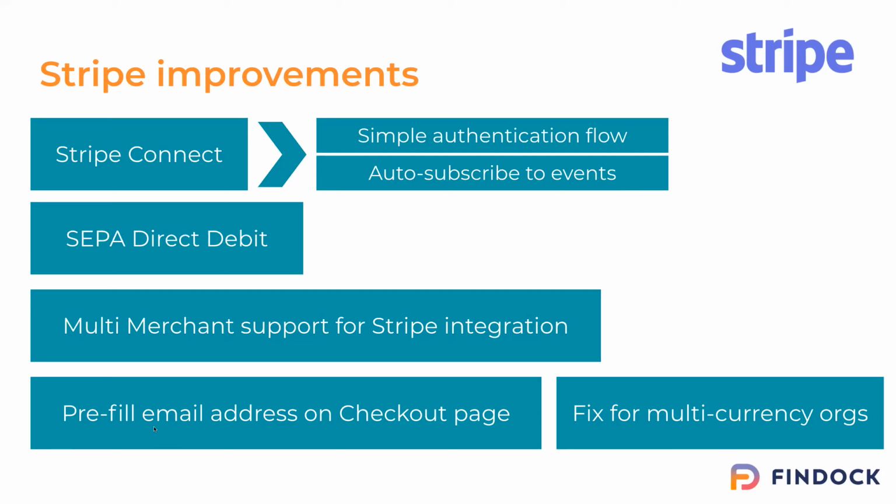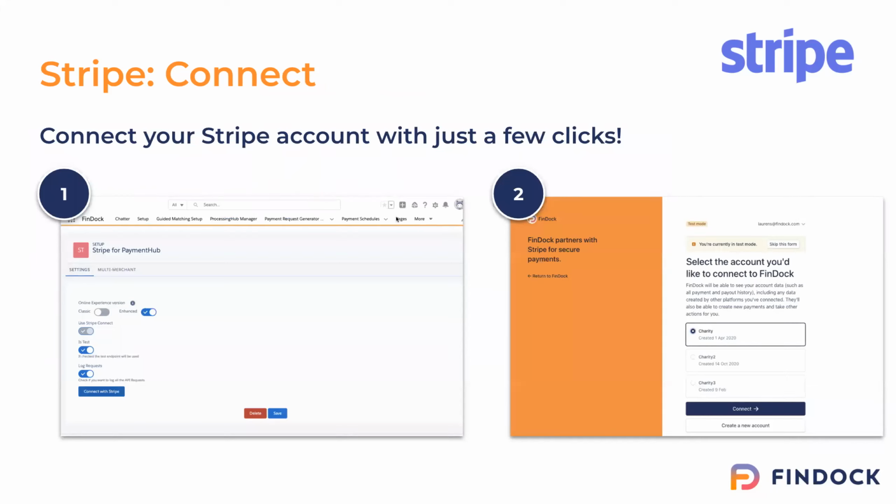We've also done smaller things like pre-fill the email address on the checkout page if we already know the email address, so that saves a step. And we've done a fix for multi-currency orgs. And in the next release, we will also be adding support for BACS direct debit here as well. So what do we mean by Stripe Connect? Similar to what we've done with GoCardless is that you can now simply, with just a few clicks from the FinDock setup, collect with GoCardless. It's basically a two-step process where you click a button and then you enter your account details and then you're done.